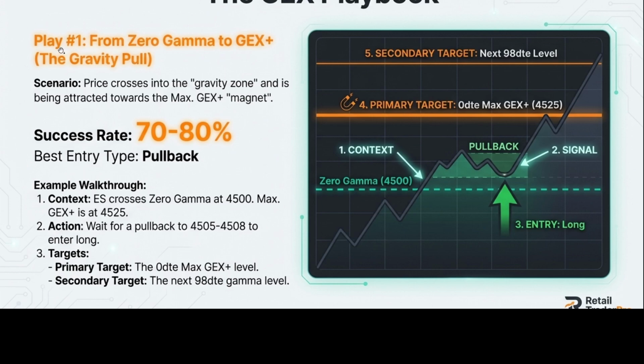Let's go to speak about play one. When price goes from 0 gamma to max Gex positive gamma, this is the gravity pull. This scenario is when price crosses into the gravity zone. This is the gravity zone, all this zone, and price is being attracted toward the max Gex positive level that I have named as a magnet. Why is this a magnet?